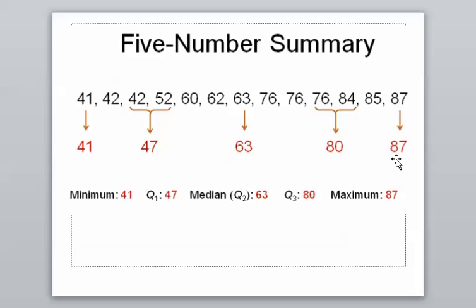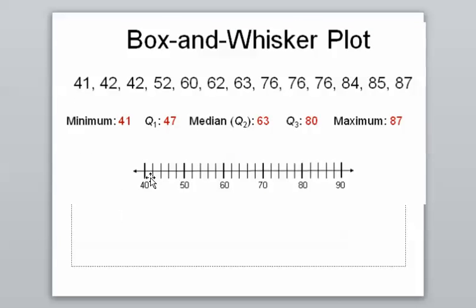Okay? Now once we have those values, we can use them to make what's called a box and whisker plot. Why do we need a box and whisker plot? A box and whisker plot will show us if something is normally distributed. What you can do is just take the values that you have, 41, and I'm going to put a point right here, and I'm going to draw a line all the way over to 87.